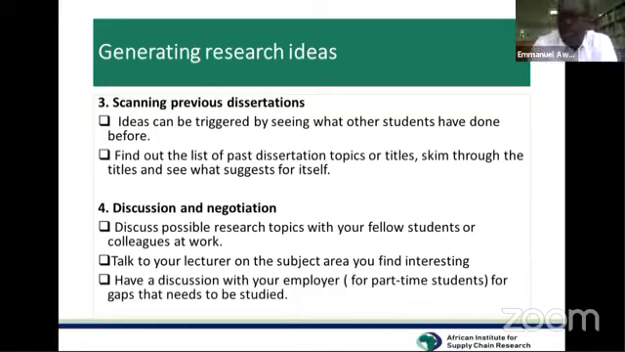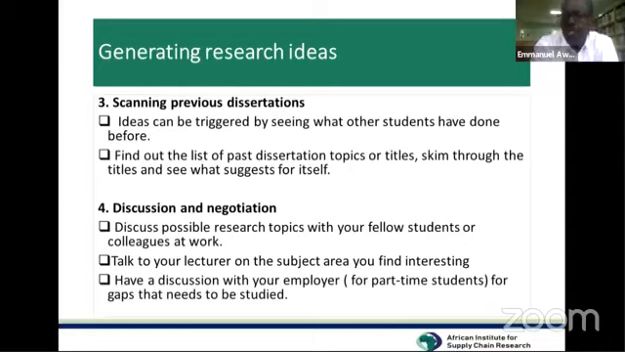Now, the fourth area is discussions and negotiations. Possibly these would be, if you're talking of people, maybe students who are working, or a part-time student, sometimes you may engage your employer in some kind of talk, so that you want to find out what are the issues at the place of work that are a problem. What are the areas where there are gaps that you think you can even collaborate with your employer, so that you look for solutions, as it were.